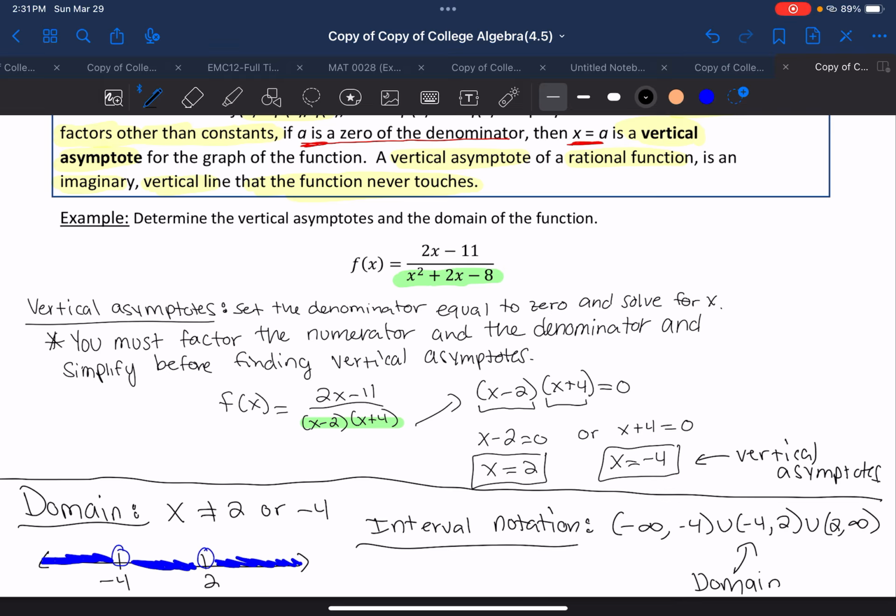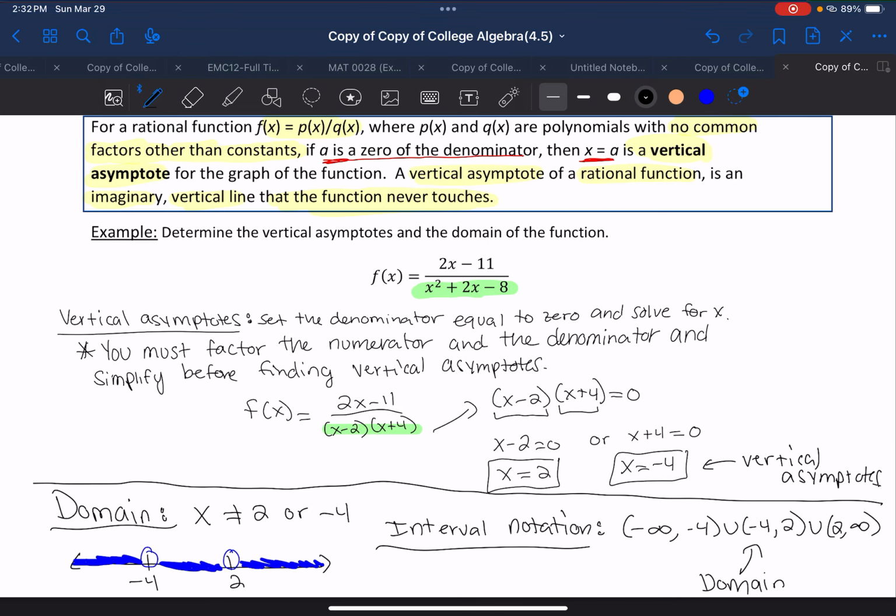Now, sometimes in Pearson, it might give you the option to put the domain as all numbers except for the values, and then you would put 2 and -4. These are the values that x cannot equal in your domain, because that's what makes your function undefined. I know I'm going to keep repeating myself.